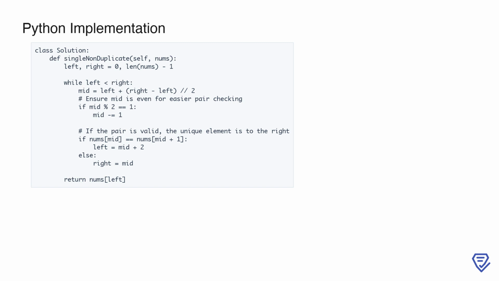The loop exits when left equals right, and the unique element is found at index left. This approach ensures logarithmic time complexity because the search space is halved at each step. The code is efficient, leveraging the sorted property of the input array and the guarantee that every other element appears in pairs, making it optimal for this problem.